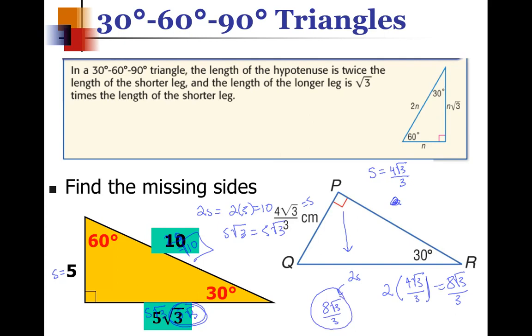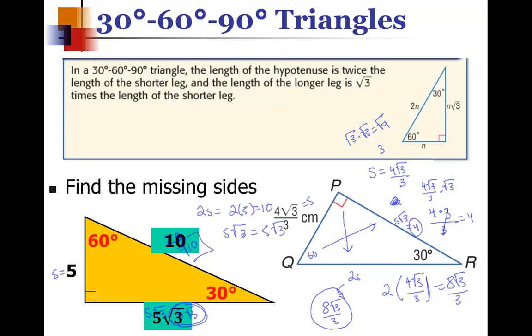The longer leg, the side across from the 60-degree angle, is going to be S root 3. So I'm going to have to do 4 root 3 over 3 times root 3. Oof, that's interesting. So 4 times, well, what is root 3 times root 3? Well, that's just 3. Right? If you think about it, root 3 times root 3 is root 9, which is just 3, over 3. Oh, these 3's cancel. And I just get 4. Oh, this side is just 4.